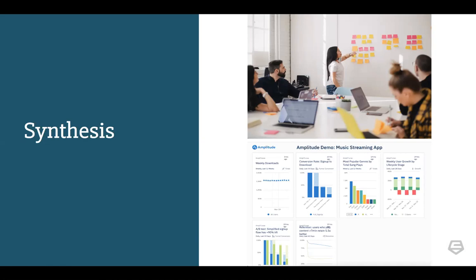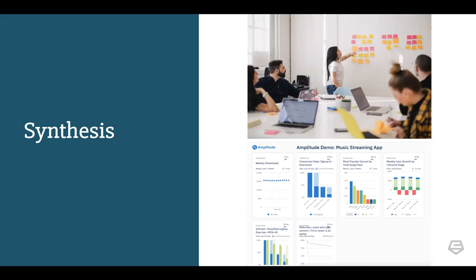This is a picture, sort of an example of a collaborative retrospective where everyone's writing on stickies. Somebody is facilitating and putting those stickies up on a wall. We actually did a whole webinar about retrospectives that you can find on our website if you want to get more into that sort of method of reflecting.